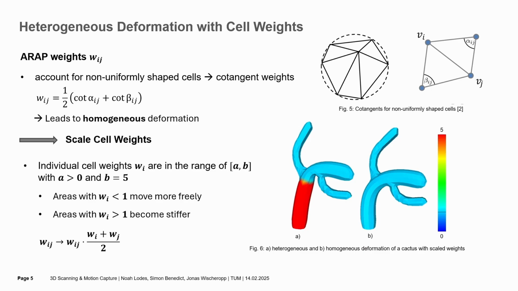To address this, we introduced a weight scaling approach using interactive weight painting. This method adjusts weights in specific areas by applying the formula below to achieve a more heterogeneous deformation. This difference between a homogeneous and heterogeneous deformation can be seen in the figure on the bottom right, where larger weights are applied on the stem of the left cactus and therefore resulting in less deformation in that area.